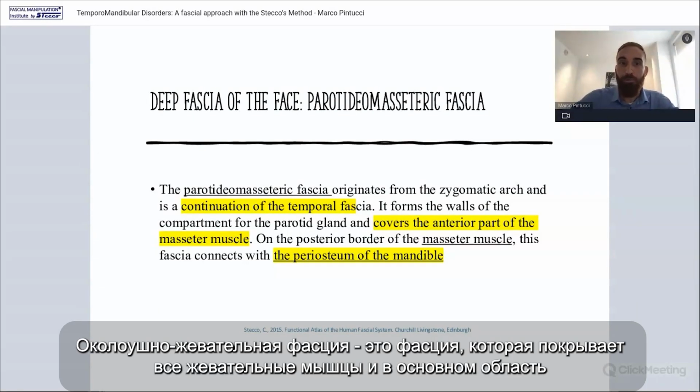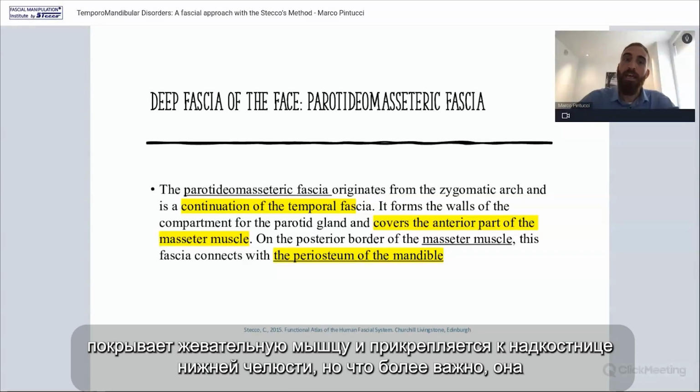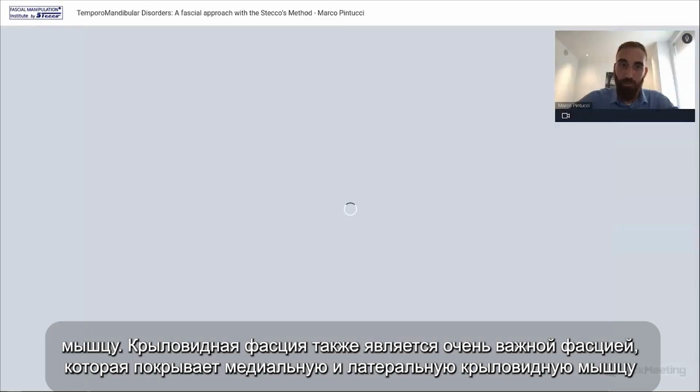The parotid masseteric fascia is the fascia that covers the masseter muscle, originating from the zygomatic arch and continuing with it. It is also in continuity with the temporalis fascia, covers the masseter muscle, and inserts over the periosteum of the mandible. But more importantly, it goes distally, covers the muscle, and continues with the sternocleidomastoid muscle.